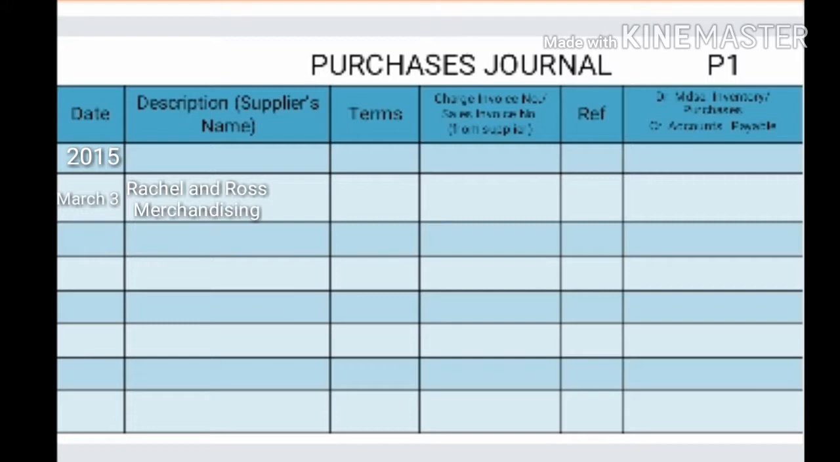The charge invoice number or sales invoice number represents the identifying number of the source document issued by the supplier when the items, goods, or merchandise were delivered to the company when the purchase was made. The debit purchases column represents the amount of the goods purchases as indicated in the charge invoice from the supplier.